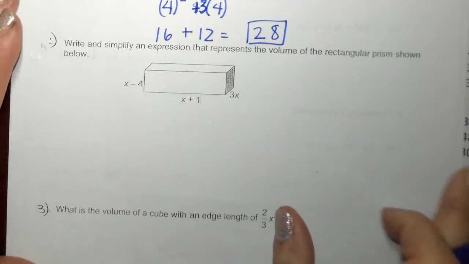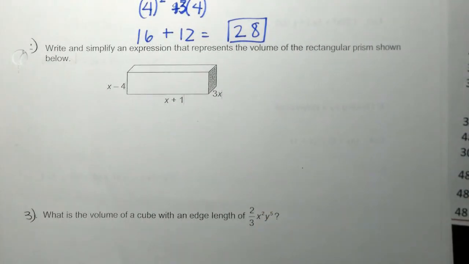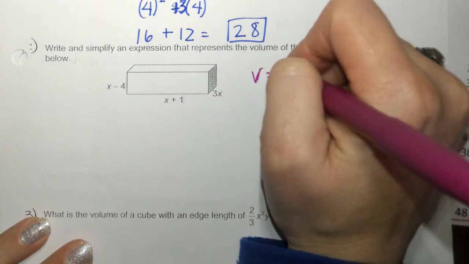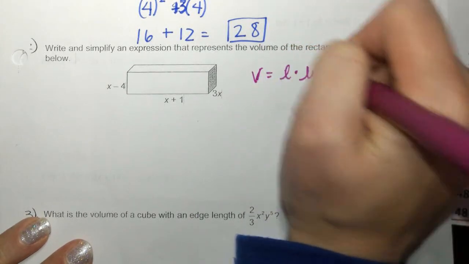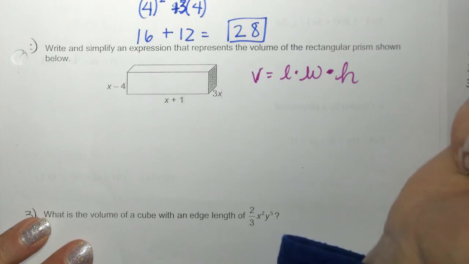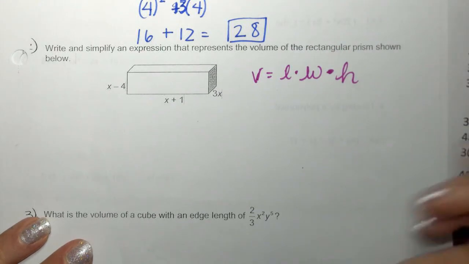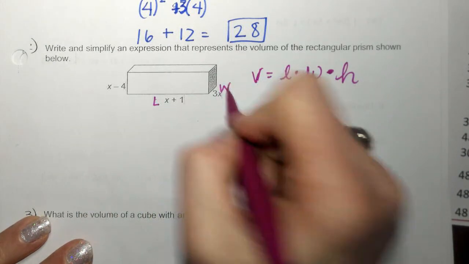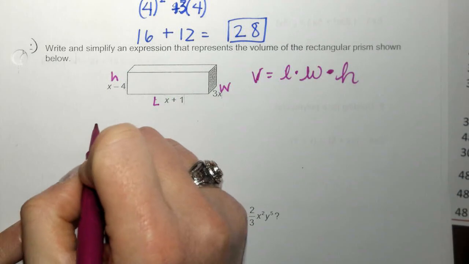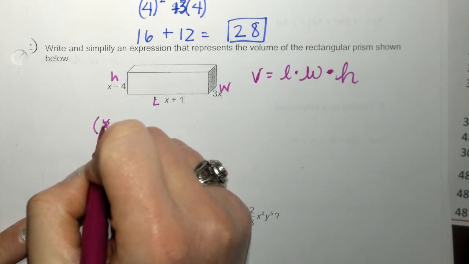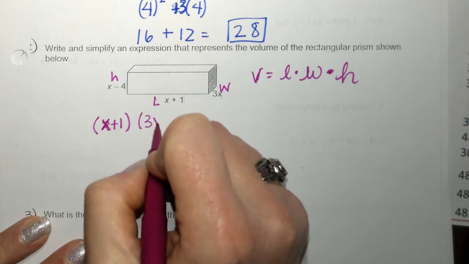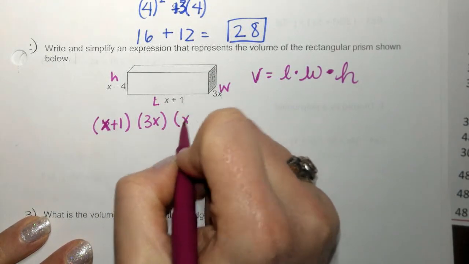Down here it says, write and simplify an expression that represents the volume of the rectangular prism shown below. So we know that the volume of a rectangular prism is length times width times height. Okay? So this is my length, this is my width, and this is my height. We just multiply those together. Length, x plus 1. Width, 3x. Height, x minus 4.